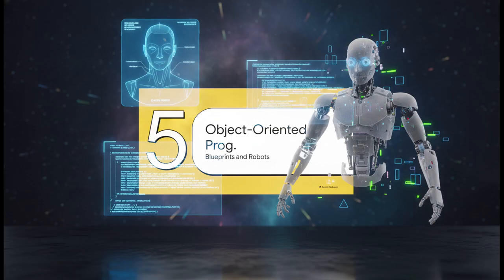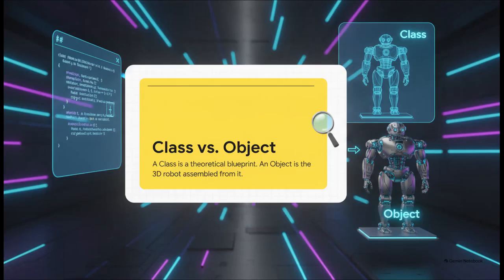Section 5, object-oriented programming, blueprints and robots. This next concept is an absolute game changer because it takes abstract code and transforms it into reality. Think of a class as purely theoretical. It's the blueprint, the literal design on paper. You can't physically interact with it.